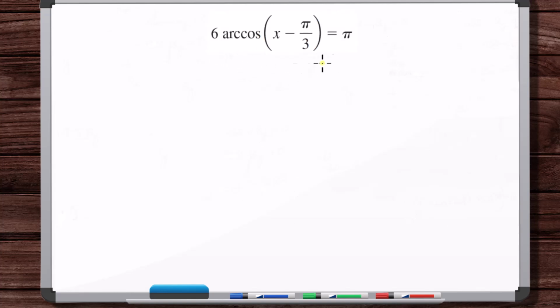Okay, so for an equation like this, we're presented with arc cosine of something. We're thinking about this as the arc cosine function, not all of the different possibilities that could answer the question, what angle, when you take its cosine, do you get x minus pi over 3. No, we're thinking about this as an actual function now. Okay, and we'll learn how to solve equations like this in the next section.